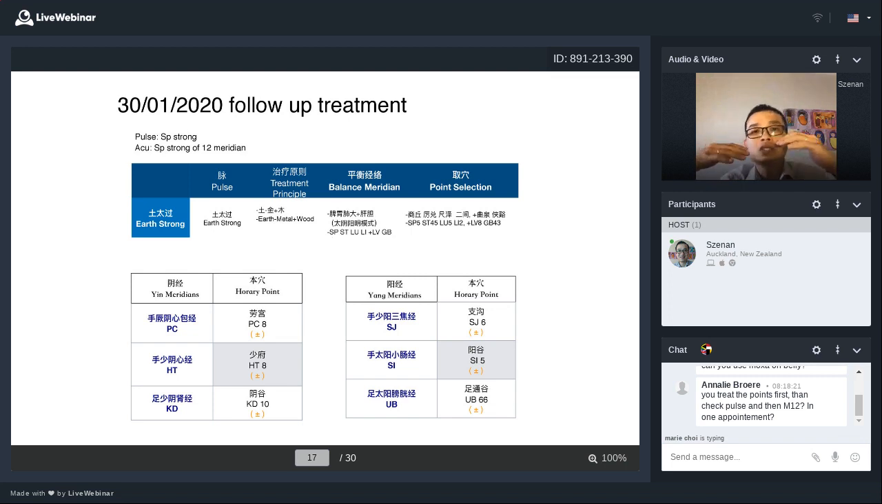Because as the organs get better, it will show you which organ you need to focus on. Do we need to reduce it? We need to tonify it. Each time could be different. And how do we know? It's very flexible. It always comes from the pulse.